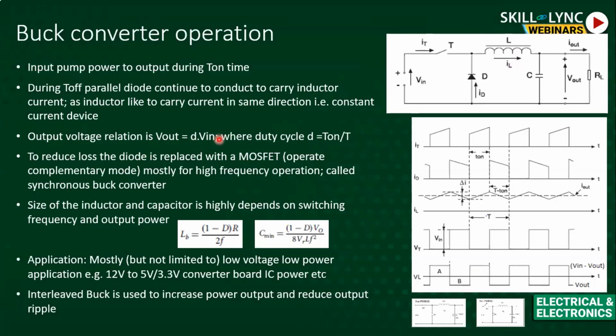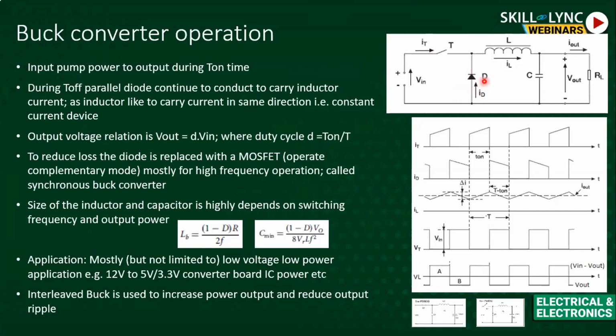So basically, if the duty cycle is 1, that means it is constantly on, the output will be equal to V in. If the duty cycle is 0.5, like 50% of the time the switch is on, then the output will be just half. That means if the input voltage is 12 volt, I will get 6 volt in the output. So here, multiple operations are possible.